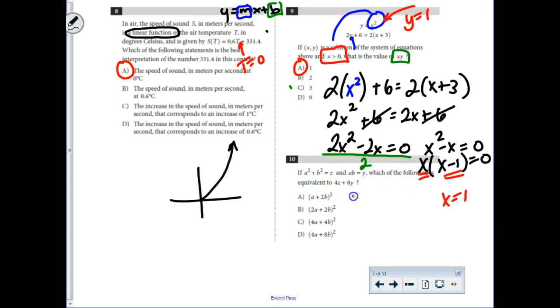All right, this one, oh boy. That's not an eraser.